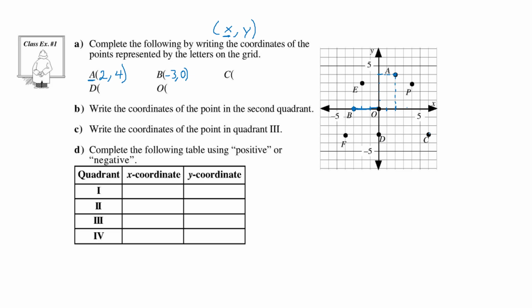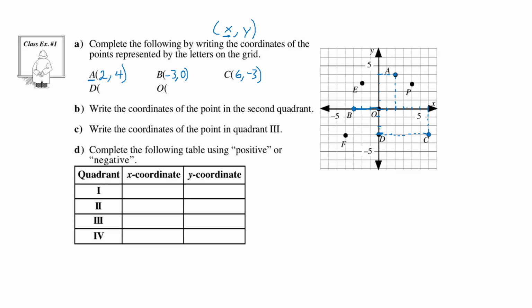Now we'll get into C. It's way over here. That's 1, 2, 3, 4, 5, 6. And for our y-coordinate, -1, -2, -3. It's on the negative side of the y-axis because it's below y equals 0.